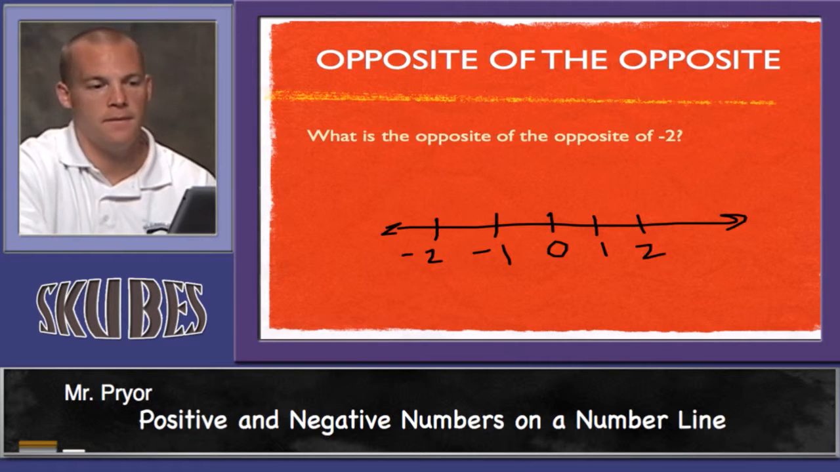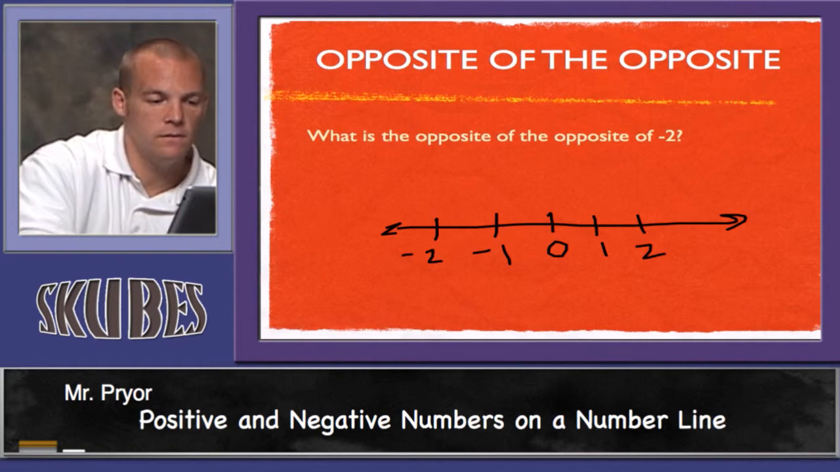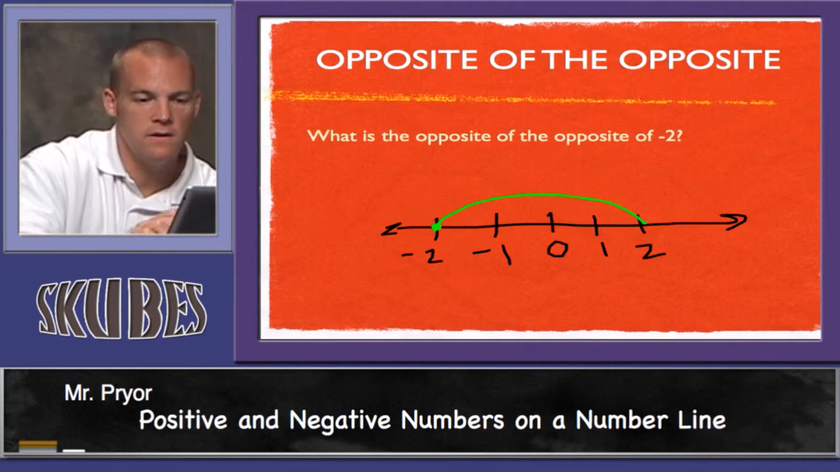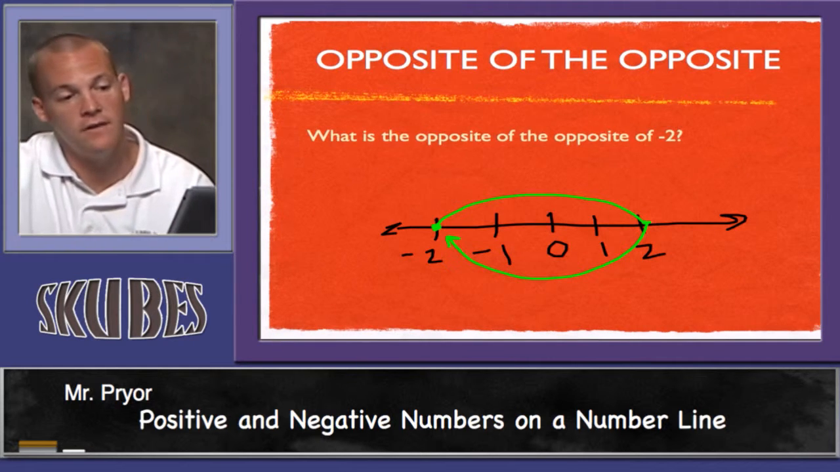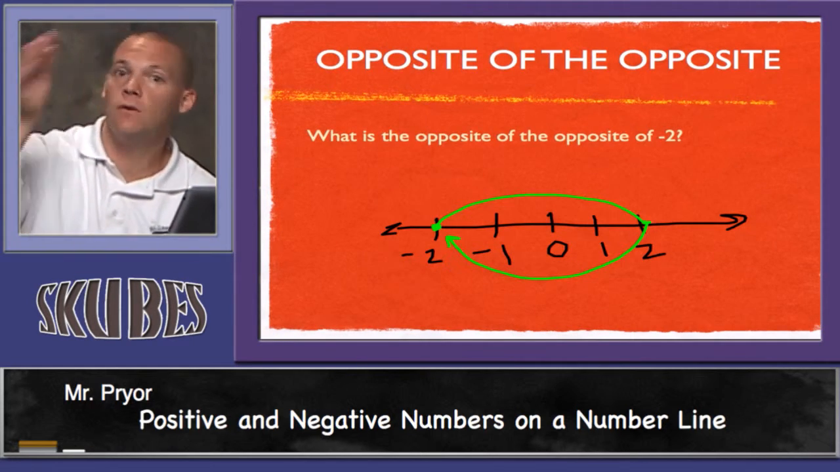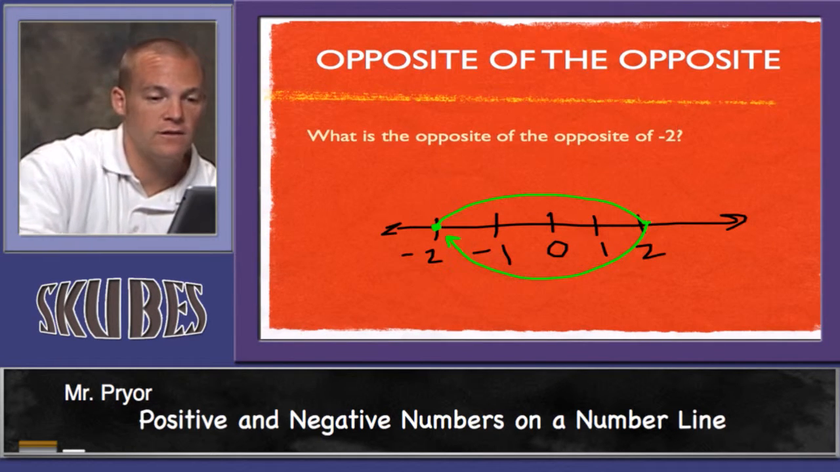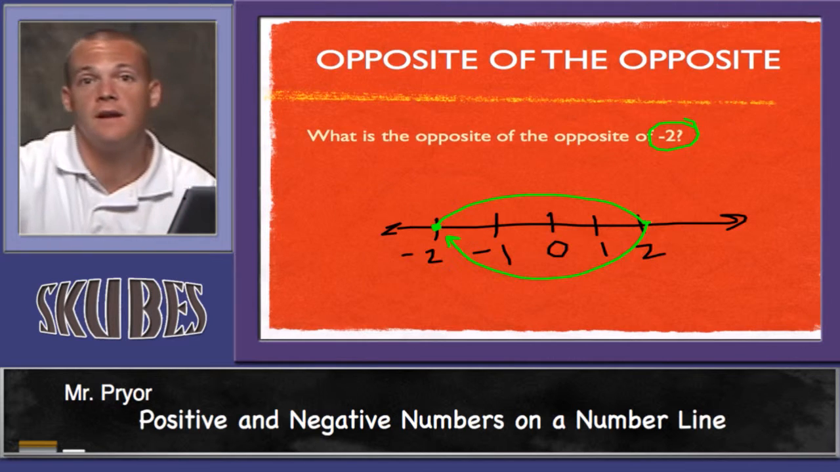All right, so again, first of all, we'll mark -2, which would be here. They want the opposite of that, which would be here. But then they want the opposite again, which brings you right back to where you began. So the opposite of the opposite is like going in a whole complete circle, right back to where you began. So your answer to this problem would be simply -2.